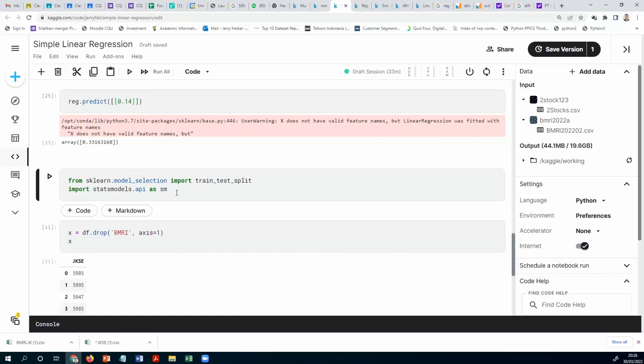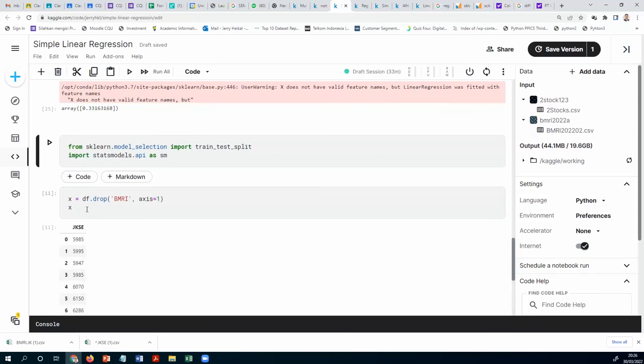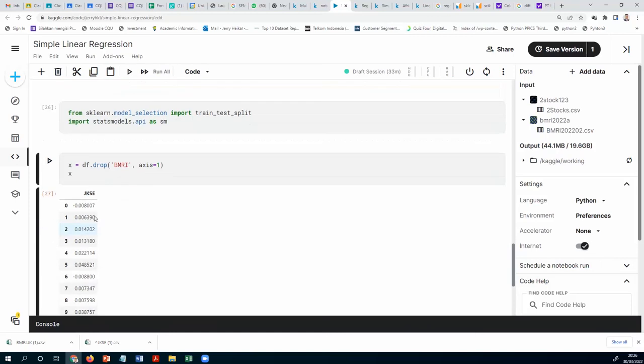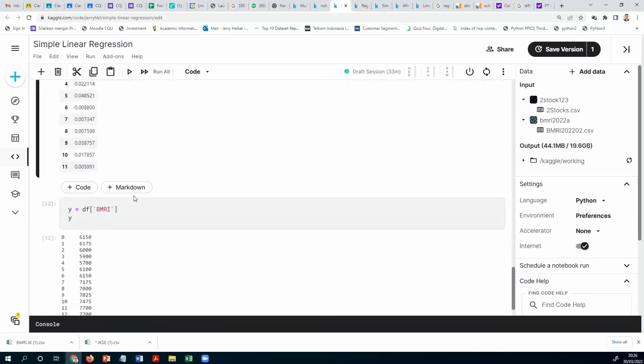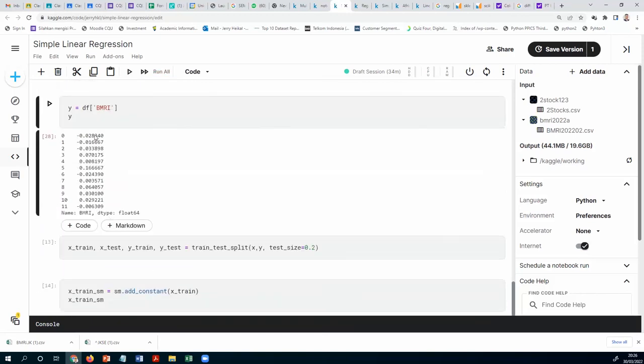Okay, let's run it. And then we select X. X is data frame dot drop BMRI because we only need Jakarta Stock Exchange as the X. So this X is Jakarta Stock Exchange. We drop BMRI. And then Y is only BMRI. So data frame is BMRI. So this is Y. Okay, this is the return on BMRI.